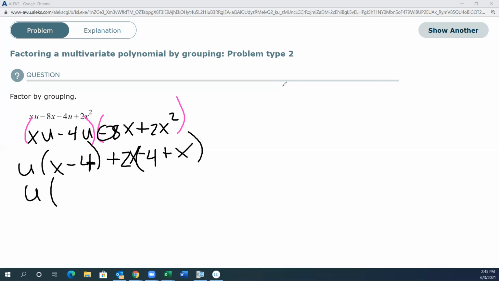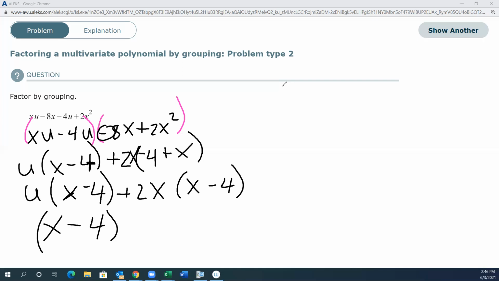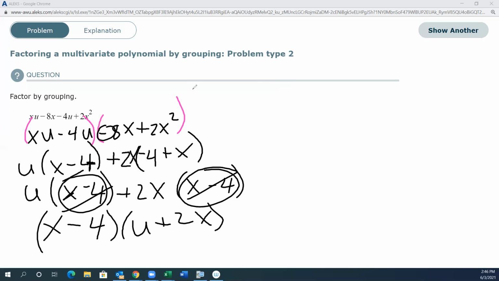And if you want, I can explicitly write this and say, all right, this guy right here, that's just x minus 4. Now they are the same, so now I can proceed and factor the x minus 4 out of both, and I'm left with u plus 2x. So sometimes you kind of just got to juggle the order of the terms, okay? But you have to have these guys be the same, otherwise the deal is off. You're not going to be able to proceed.